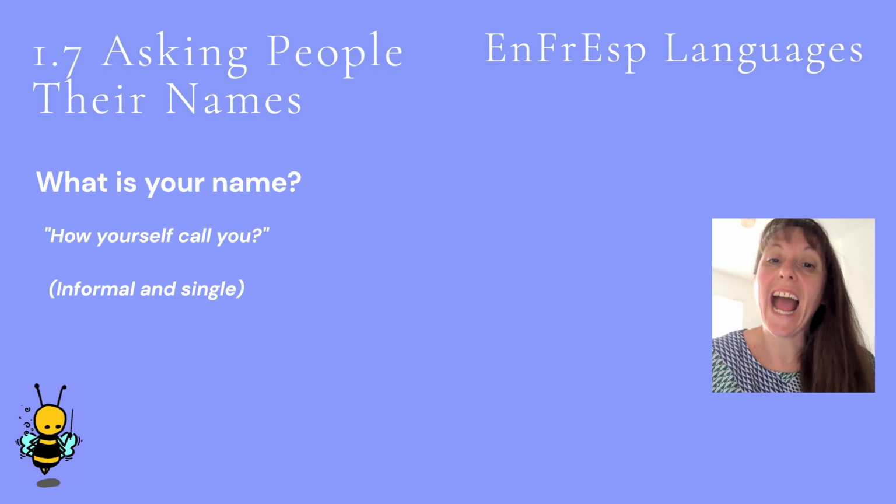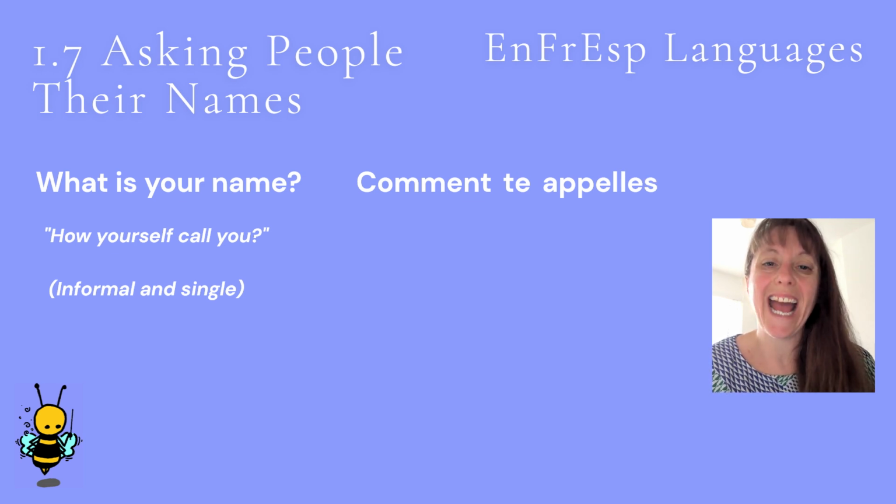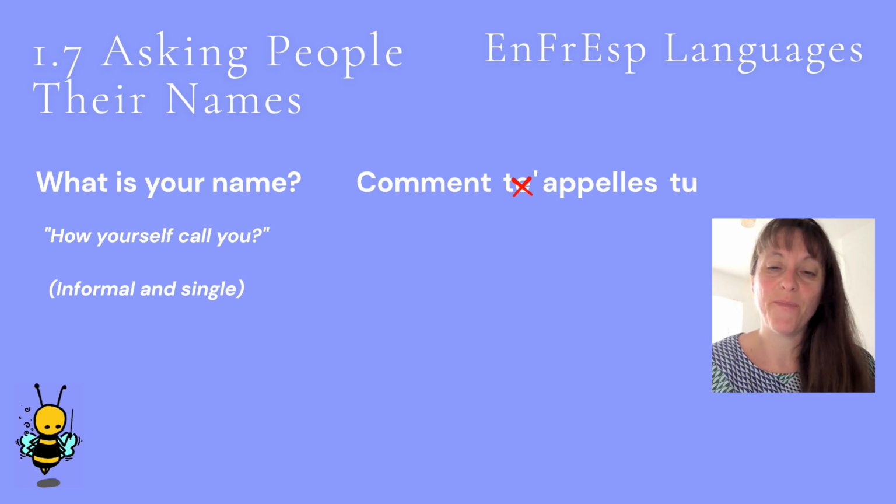So we translate how, which is comment. Yourself is te. We then translate call, so we find the root word and conjugate with informal you. We add es, appel, and we then translate you, which is tu. Te ends in a vowel and appel begins with a vowel, so these words are joined with an apostrophe, making the phrase sound like this. Comment t'appelles-tu?